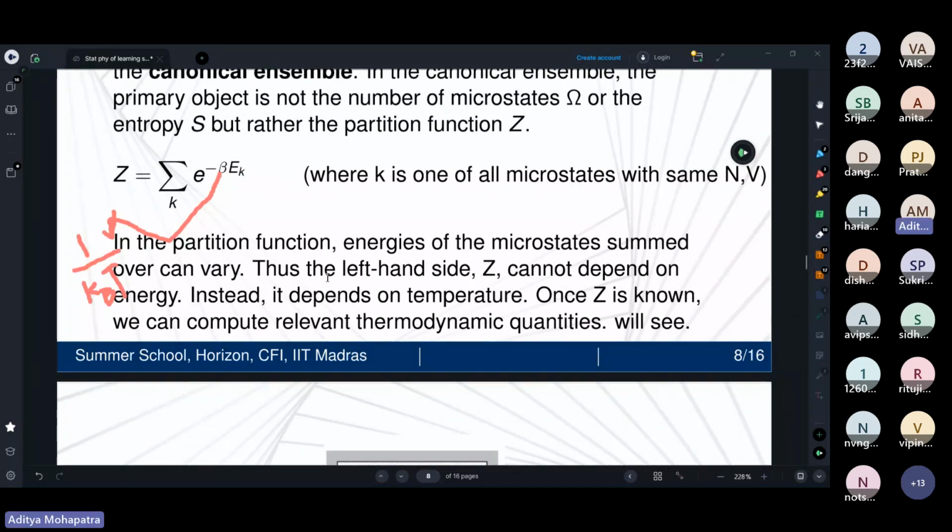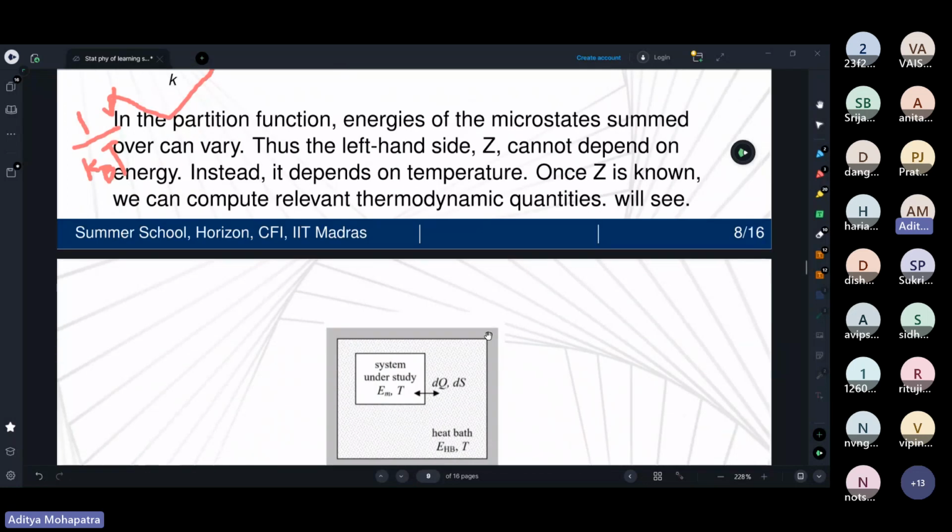In this, the energies of the microstates can vary. Thus, the partition function need not be a function of energy, because you don't know the energy of each particle. They can vary arbitrarily, so it cannot be a function of the energy of the system. Instead, it depends on the temperature, which is fixed. Once Z is known, we can compute different thermodynamical quantities.